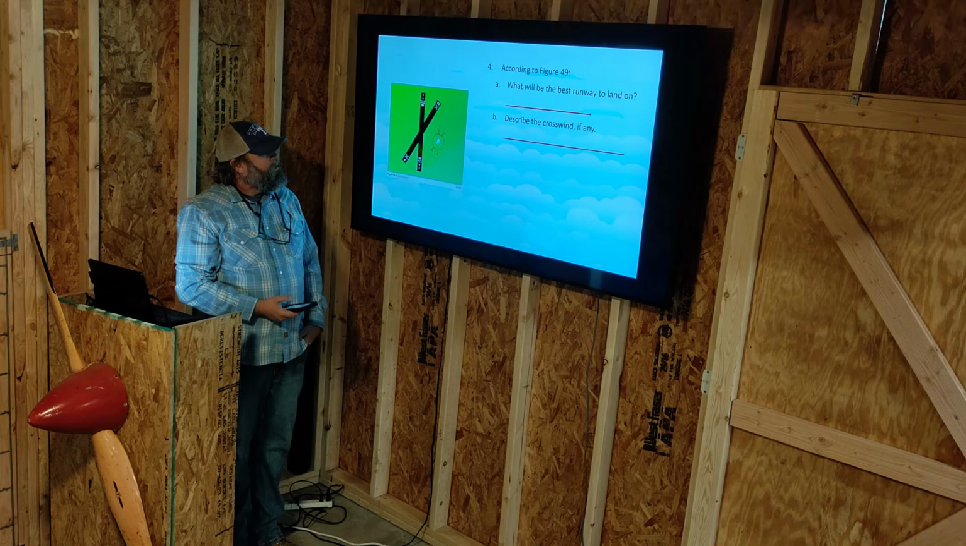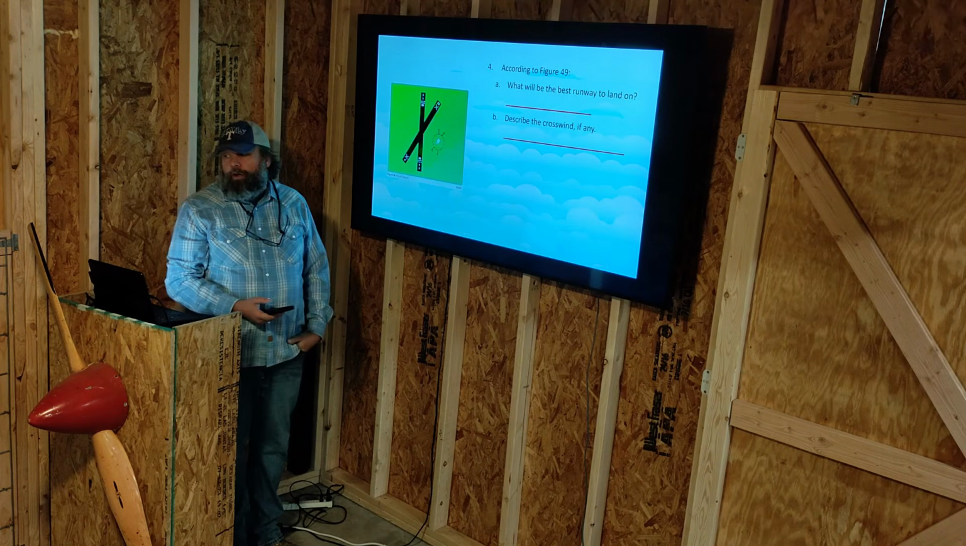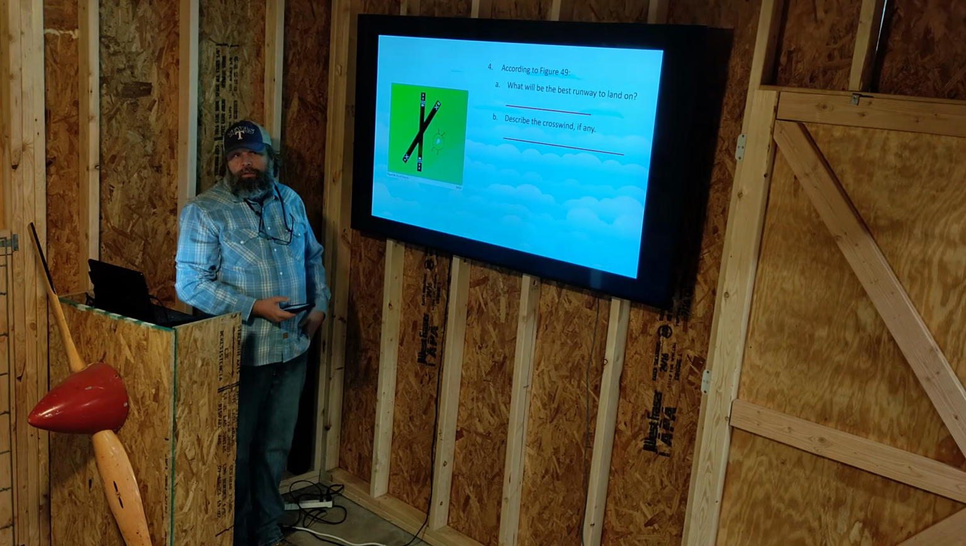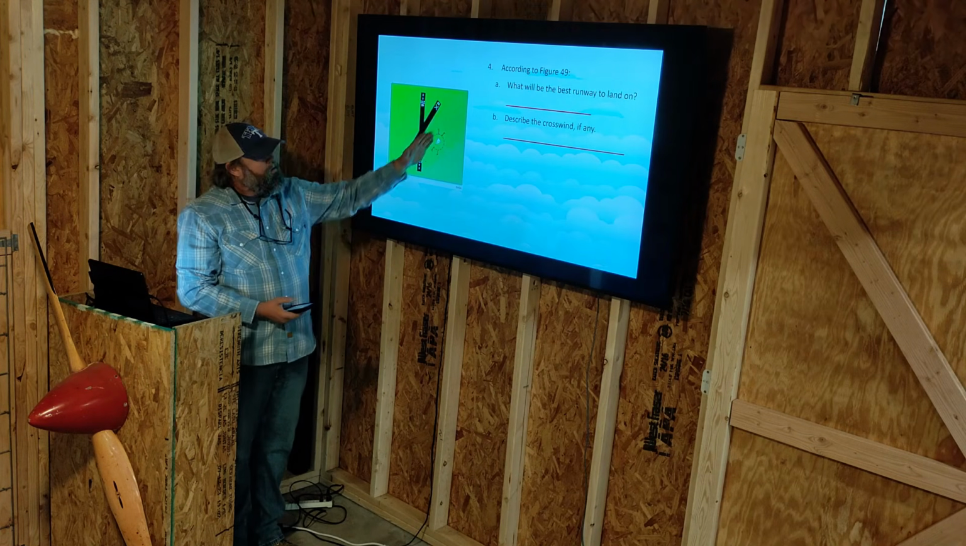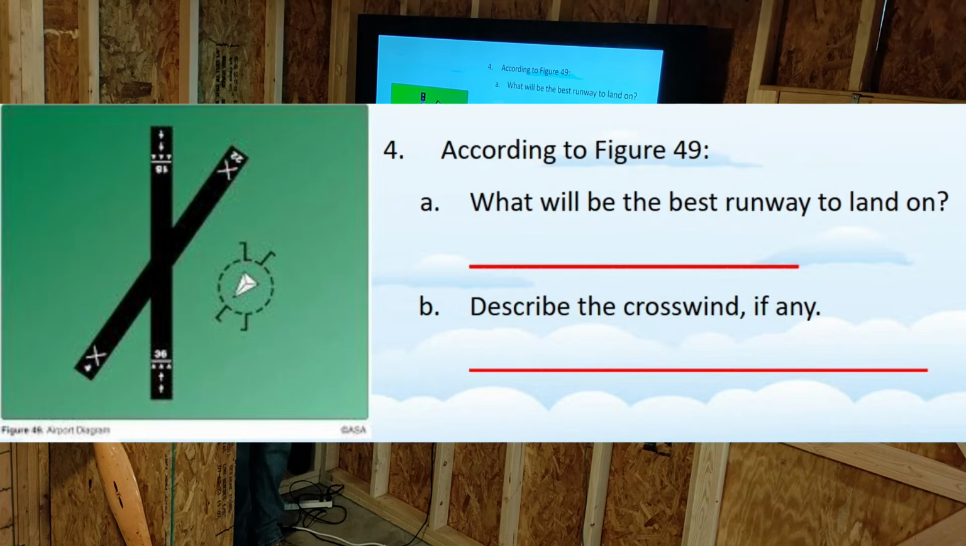So which way is our wind blowing here? It's blowing northeast. So landing into the wind, if it wasn't for another factor, runway 22 would be the best runway to land on, except it has an X on it.